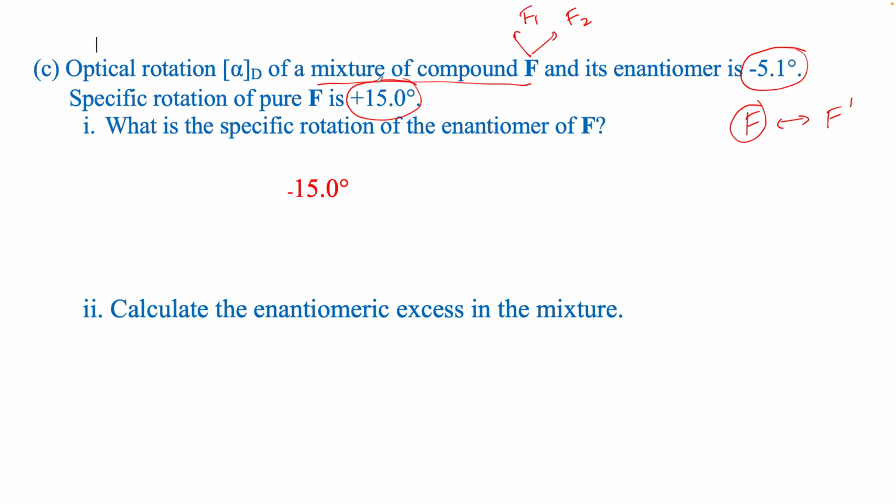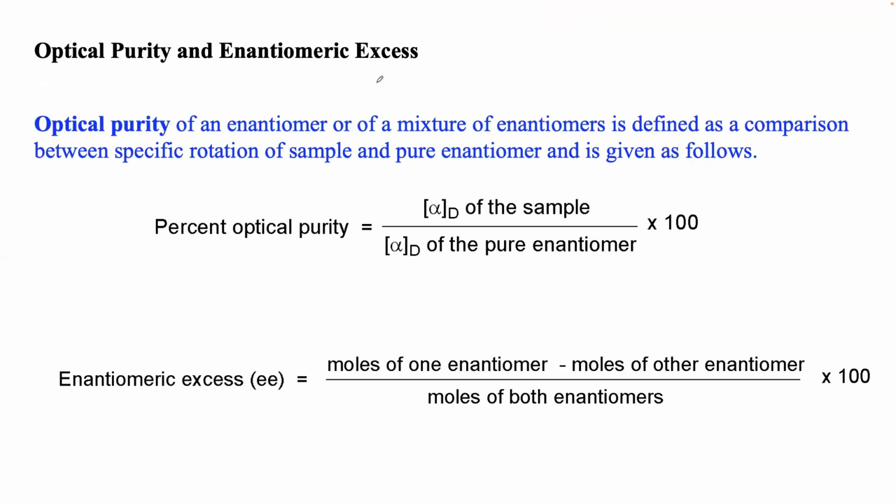So now the next question is to calculate the enantiomeric excess in the mixture. We learned these two. There are two equations for the enantiomeric excess or the percent optical purity, because when you have a mixture, if the rotation is 0, what does that mean?